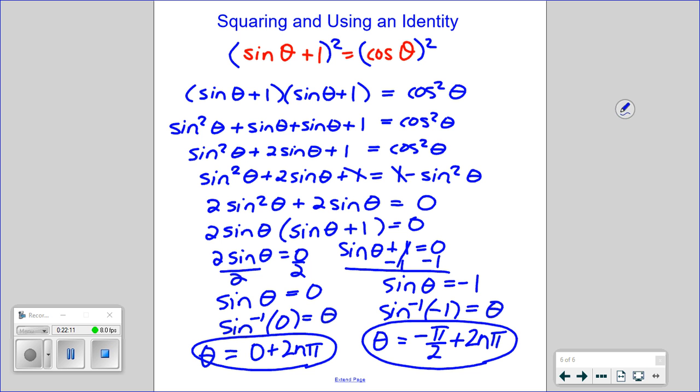Again, these are just some different strategies that you might try when you're solving some of these trig equations.